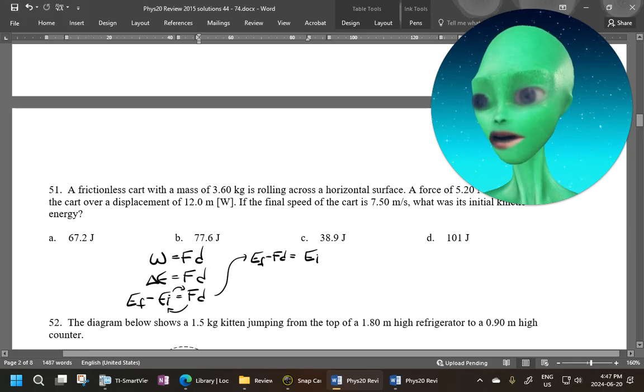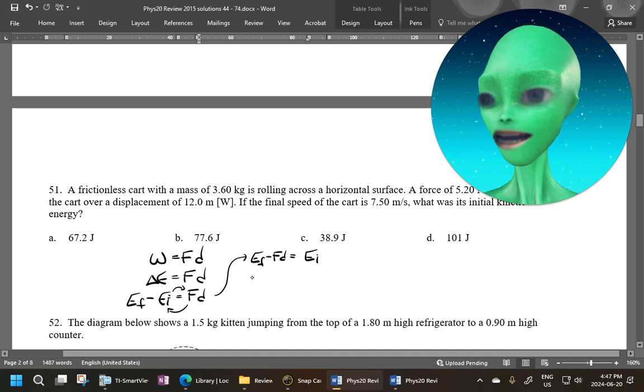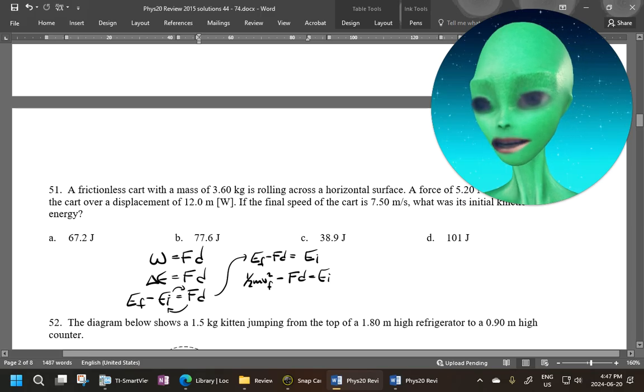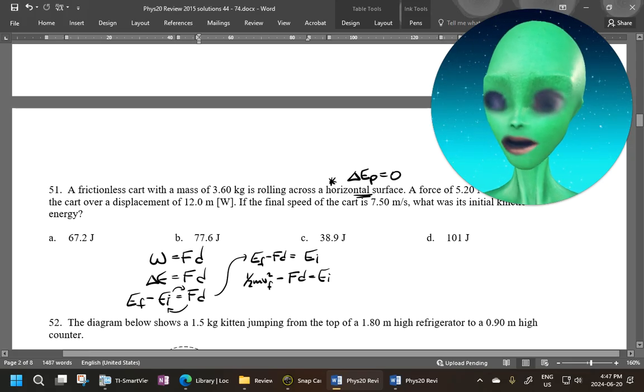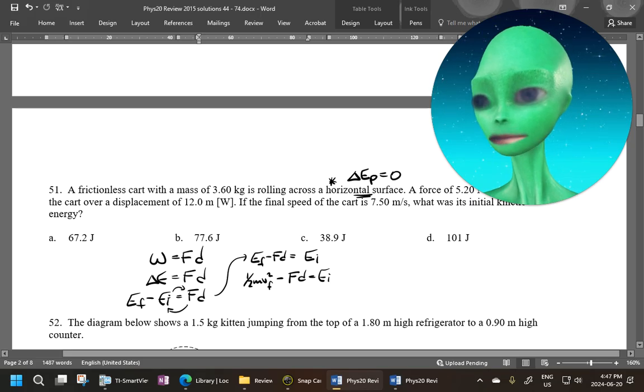I want my EI to be positive, okay? So to find my final, it's going to be 1/2 mv squared, final speed, times my force and my distance, which we have. And I can find my initial, because we're talking about kinetic here. On a horizontal surface, the change in potential is equal to 0, because I'm horizontal, right? So all this force is going into the kinetic energy.